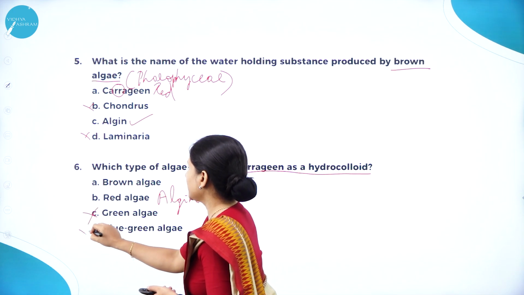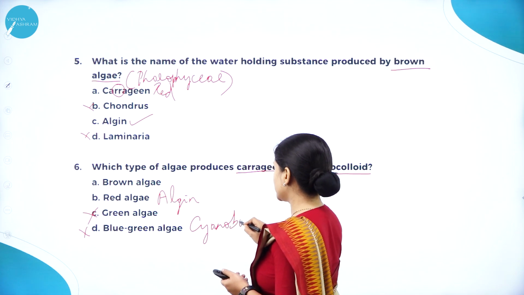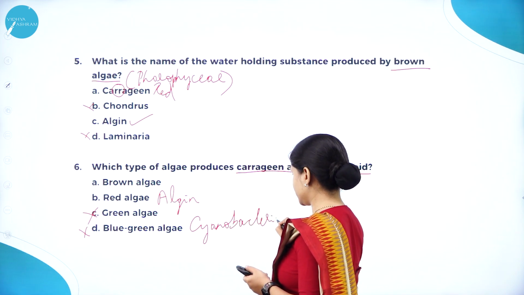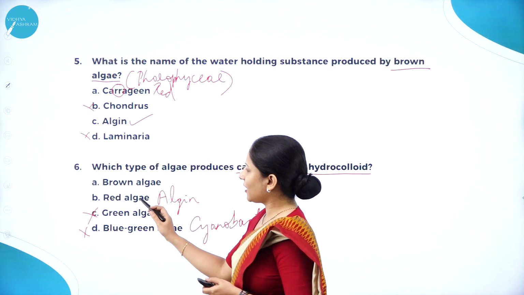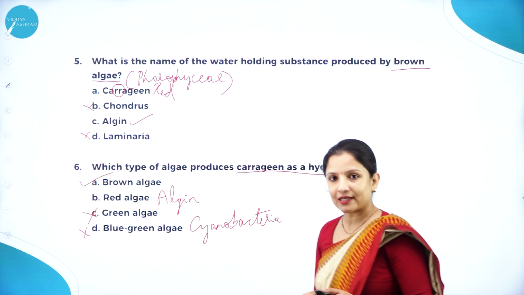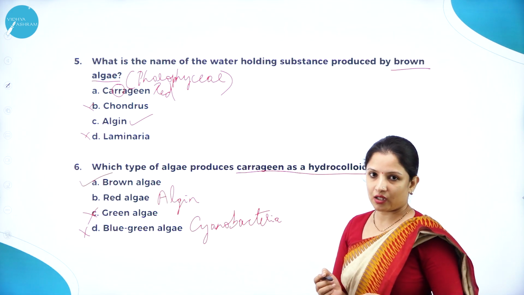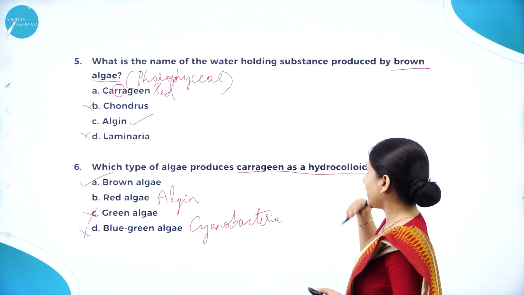Green algae, blue-green algae is nothing but your cyanobacteria that has nothing to do with production of a water-holding substance called hydrocolloid. So, we are left out with brown algae and red algae. Red algae produces algin. Brown algae is the one that actually produces carrageen. So, this is how the question can be asked. Or they can ask which type of algae produces algin as a hydrocolloid.